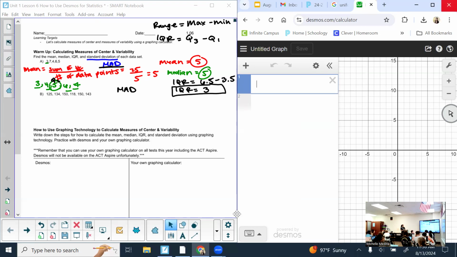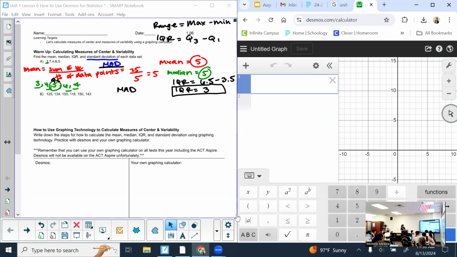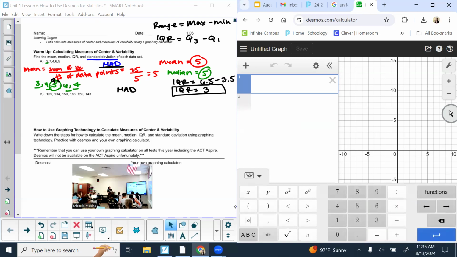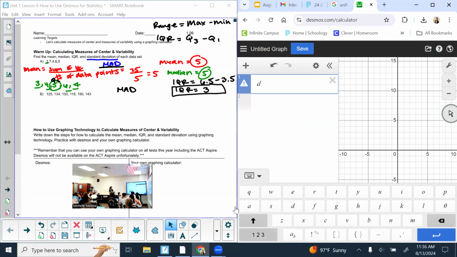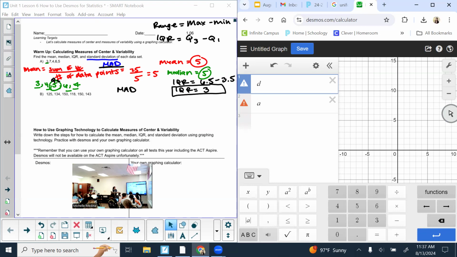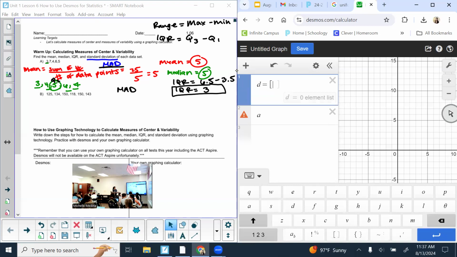But for Desmos, what you have to do is, I usually will use the letter D for data. But really you should be able to use almost any letter. Some letters like E just don't work, so don't use letters like that, but most others will work. When you're using Desmos, just type it in. D for data is what I usually use. And then it'll be equals, and a bracket. Kind of like a parentheses, but it's a bracket.